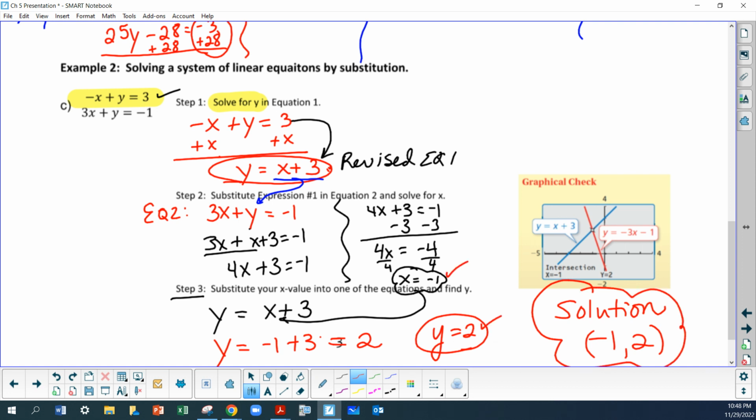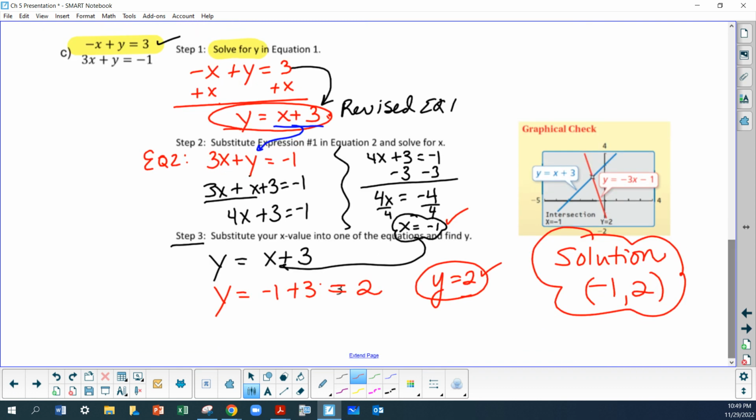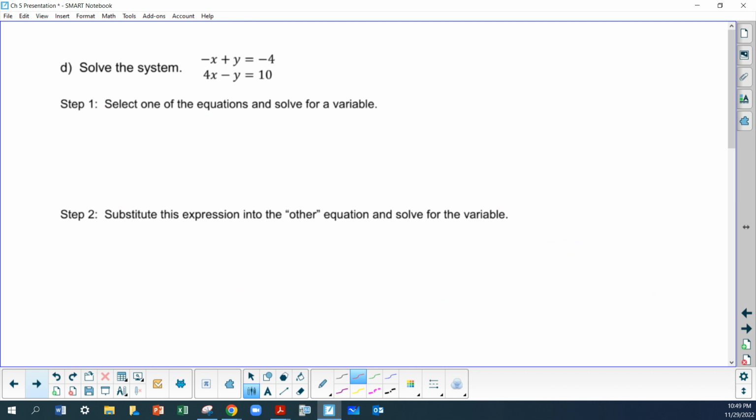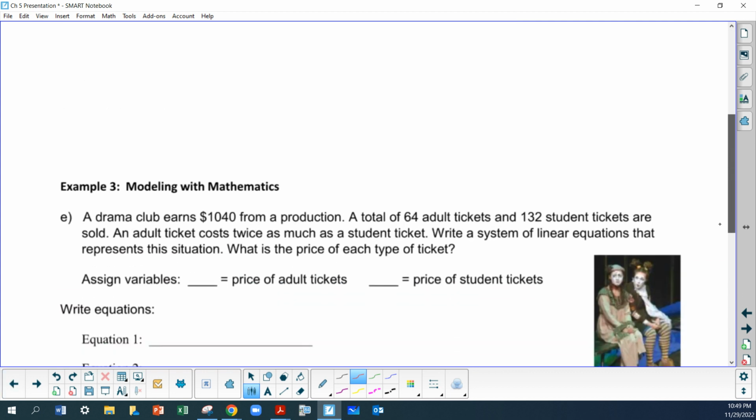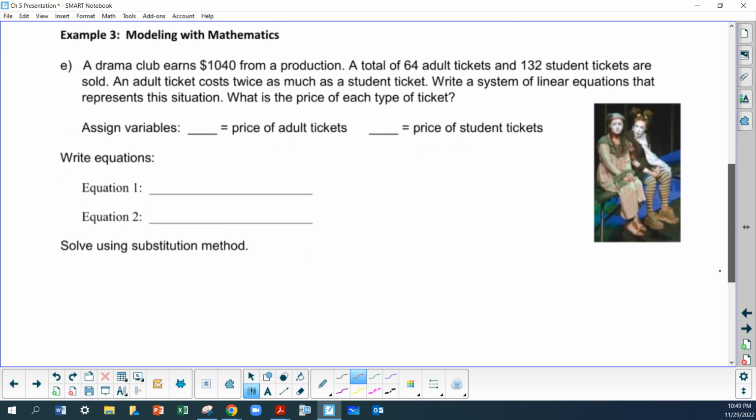I hope you think this is okay. This is not that hard, is it? It's called the substitution method, and you can understand why it's called substitution method. D is kind of similar. Is D, and then is there a word problem? Well, of course there's a word problem.